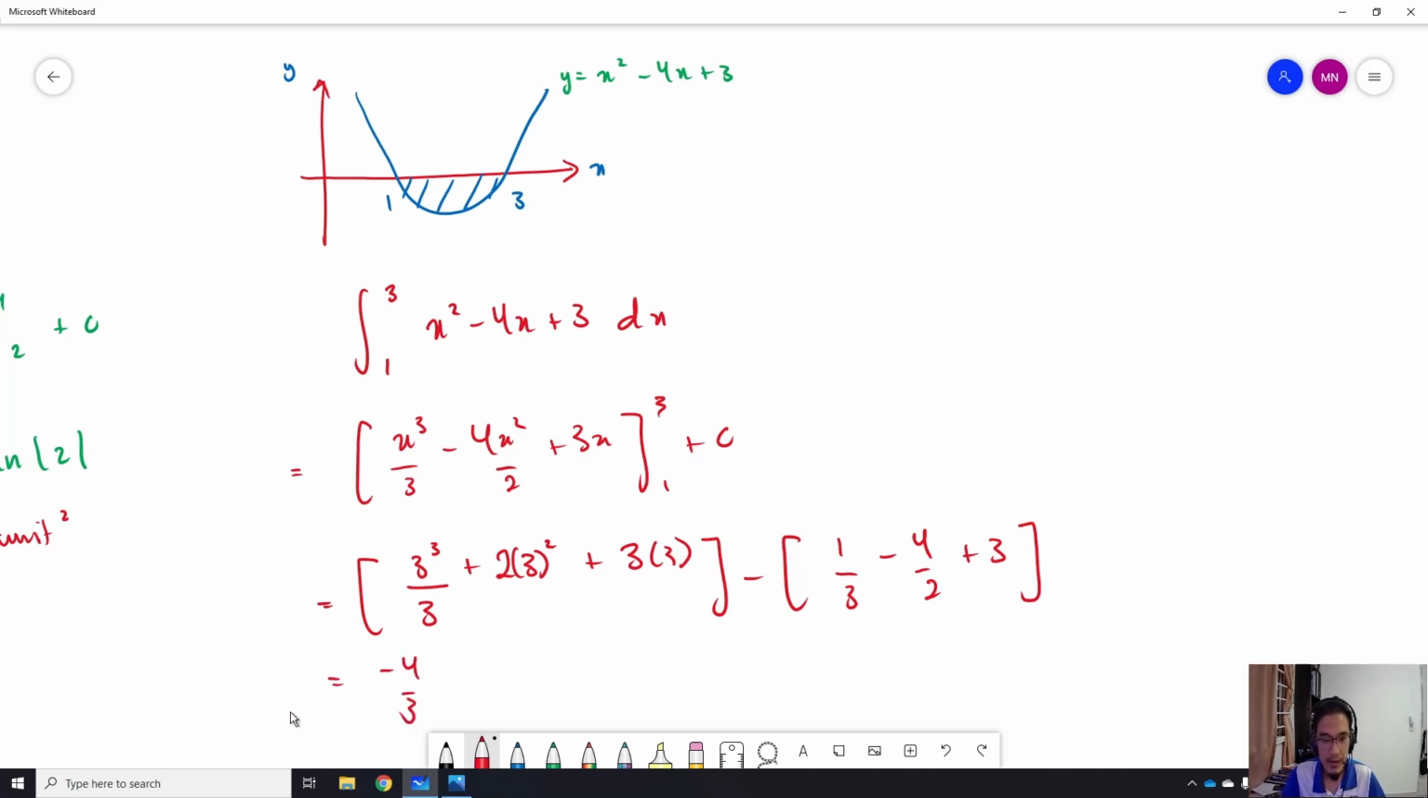So negative 4 over 3 is a negative number because the region falls in the area of negative y, but since this is an area, that negative is insignificant, so it can just be removed. So then our final answer becomes 4 over 3 unit square.